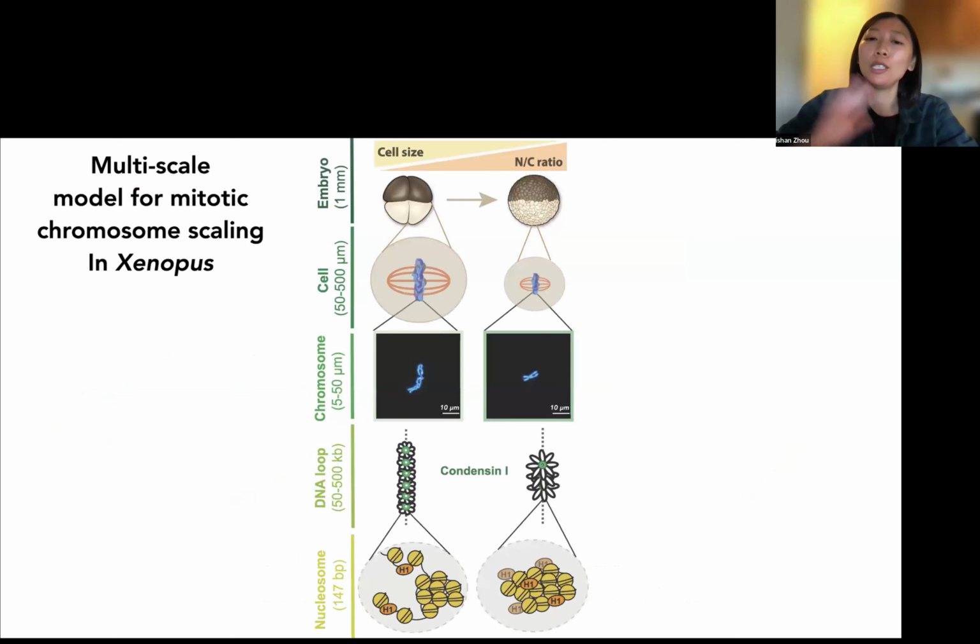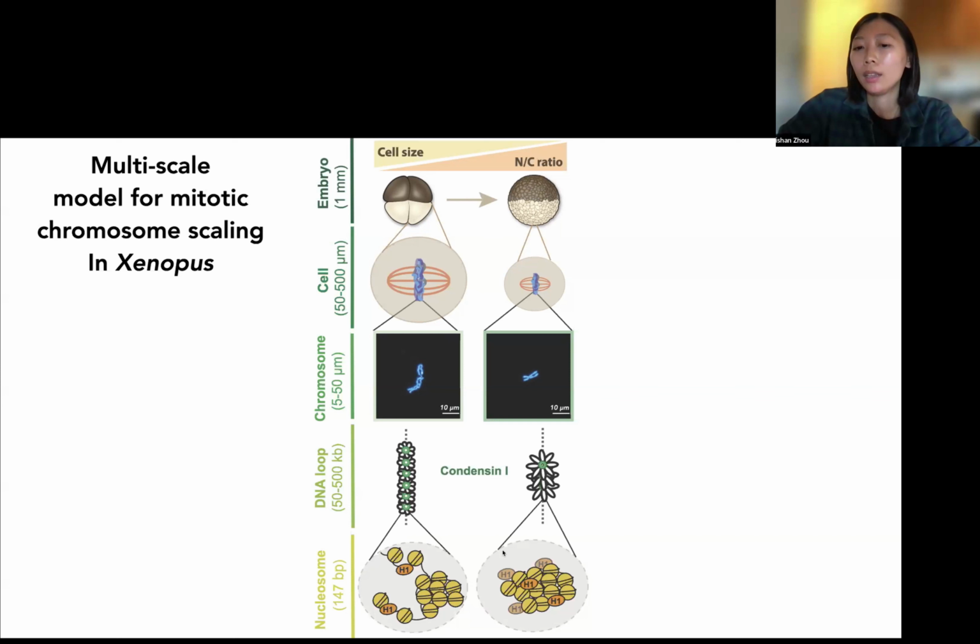Okay, so I'm going to skip over the cell size data because it's all published, and I just want to summarize everything into a model. What we think is going on is that these mitotic chromosomes are shrinking during these blastula stages through about a 2-fold change in chromosome length. And we think that these shorter chromosomes have less condensin 1, which allows them to create bigger DNA loops, which is again how we accommodate the same amount of DNA, but on a shorter chromosome axis.